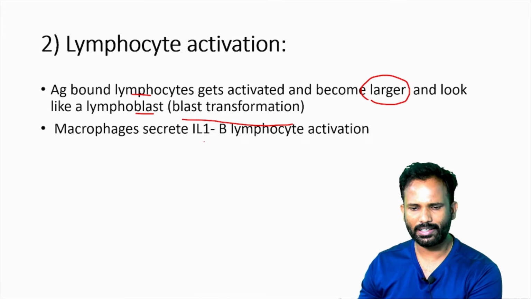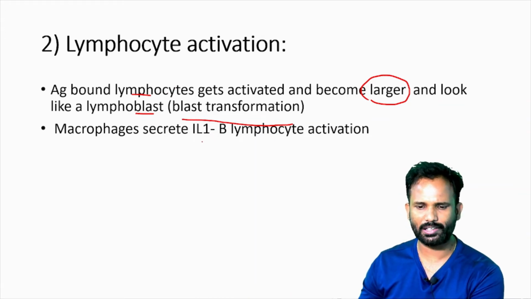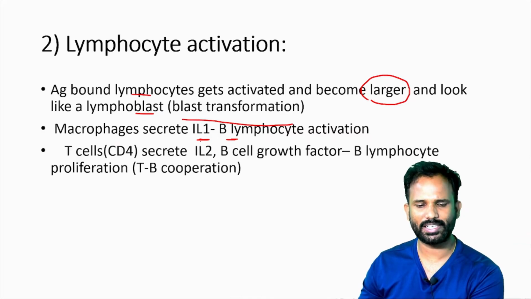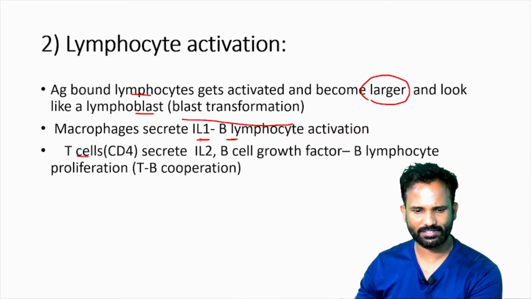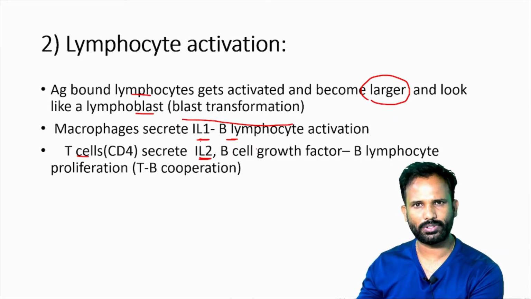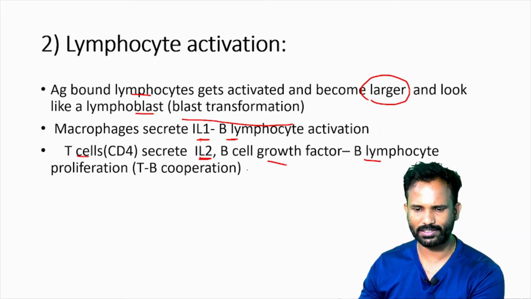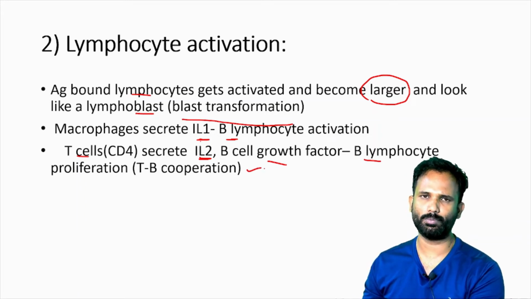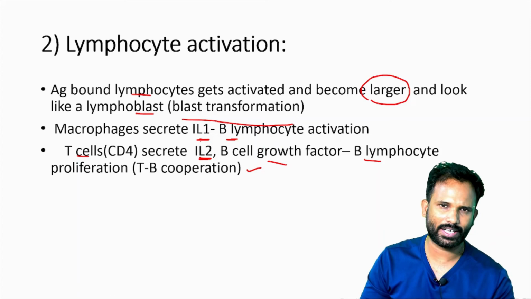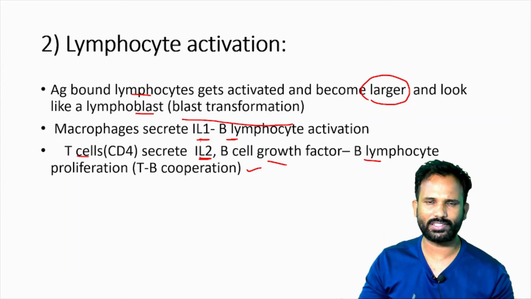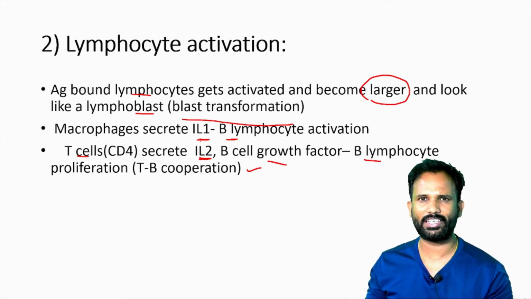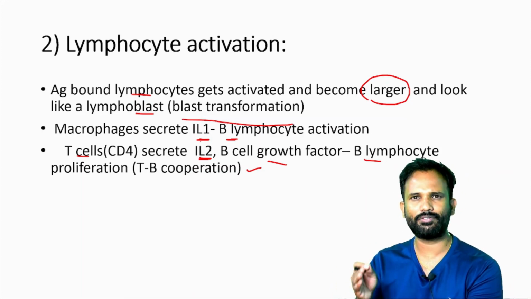And as the pathogens are engulfed by macrophages, they also secrete interleukin 1, which will activate B lymphocytes. And also the T helper cells will secrete interleukin 2 and interleukin 3, which are B lymphocyte growth factors and cause proliferation of B lymphocytes. So B lymphocytes can be directly activated, or activated by the macrophages by release of interleukins, or activated by the T lymphocytes by release of interleukin 2. In these 3 ways, B lymphocytes are activated.